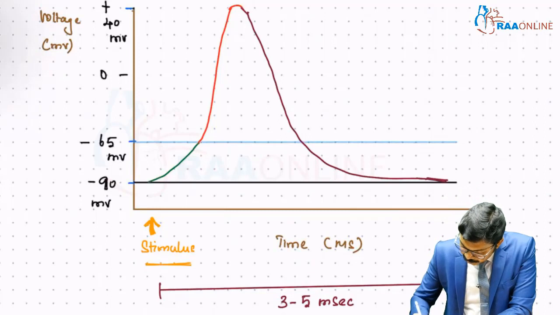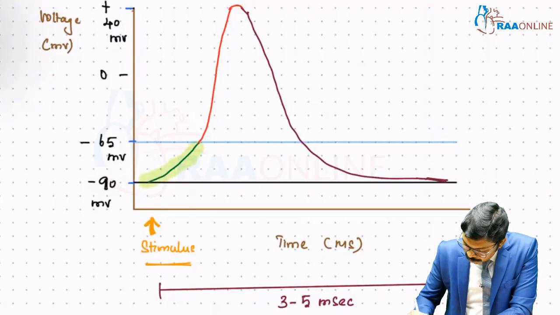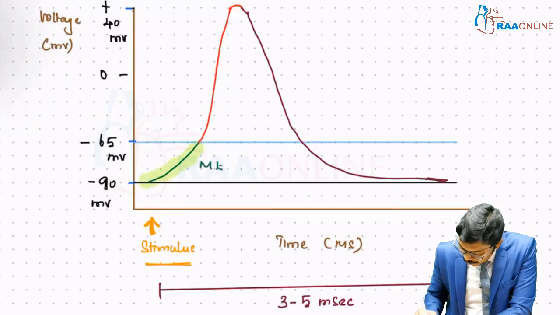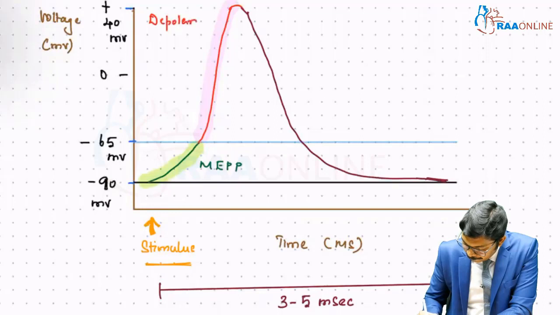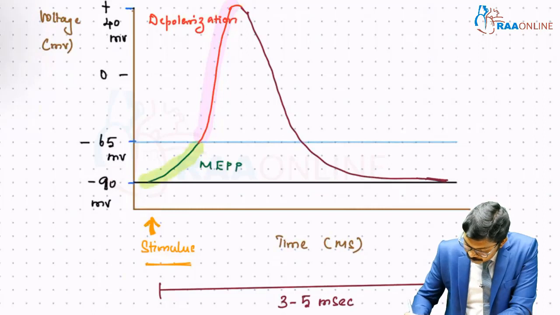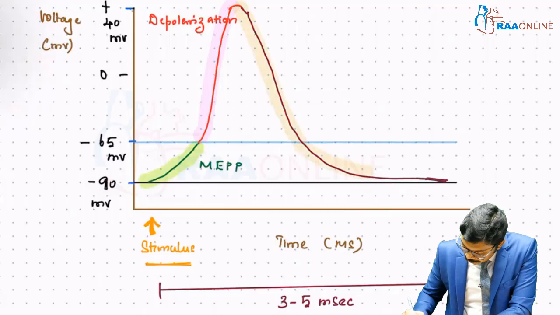This phase that I'm going to highlight with green color, as I told you, indicates the local potential, which is nothing but the motor end plate potential. The one that I'm going to highlight with pink, this phase represents depolarization. And the darker one, let's highlight this with yellow. This line represents repolarization.